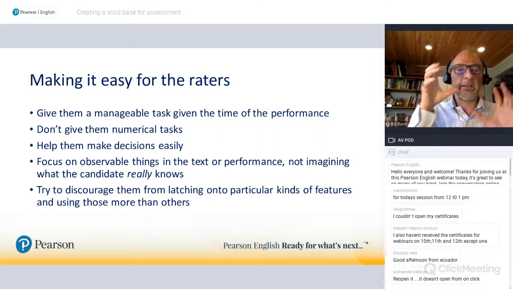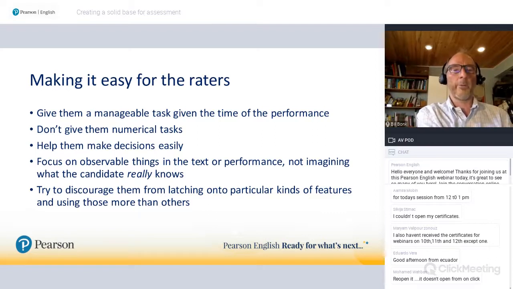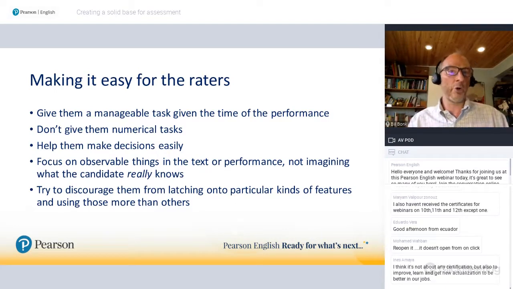They should be able to immediately latch onto the performance level descriptor that you've given them that makes the most sense for this performance. So you're helping them to make these decisions easily by writing the descriptors well and by focusing on pointing them to the things that are observable, that they can really see, and not asking them to imagine what the candidate would do in another situation, what they really know, what the size of the vocabulary is. We don't want them to make inferences. We want them to focus on observable things.